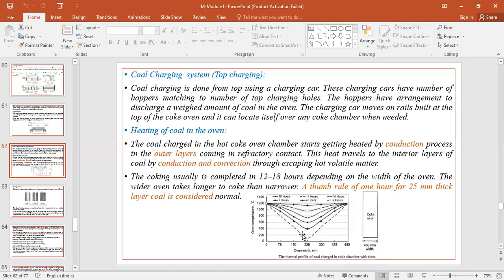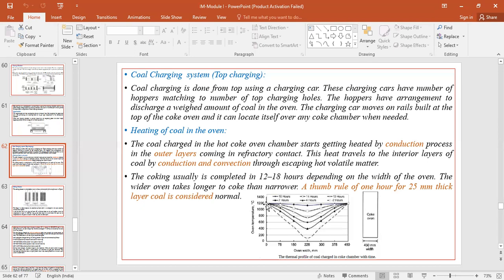So you can see here the thermal profile, how the heat is percolating into the oven, and how the temperature profile varies from the central column towards the periphery of the coke oven. As time increases, initially you can see this is the first profile, which represents the condition of the oven after 2 hours.